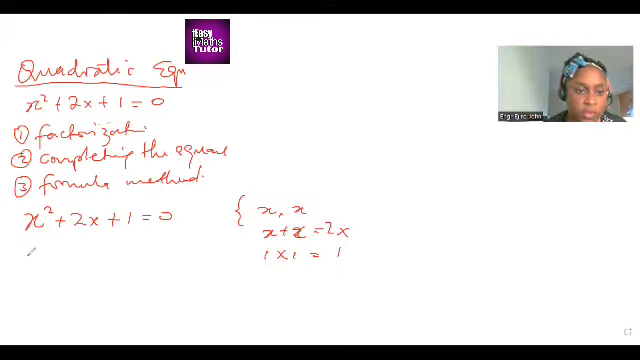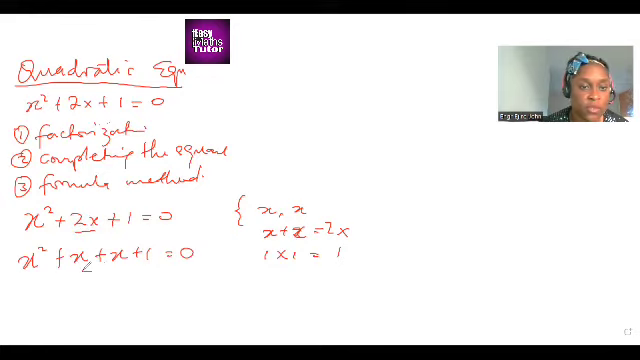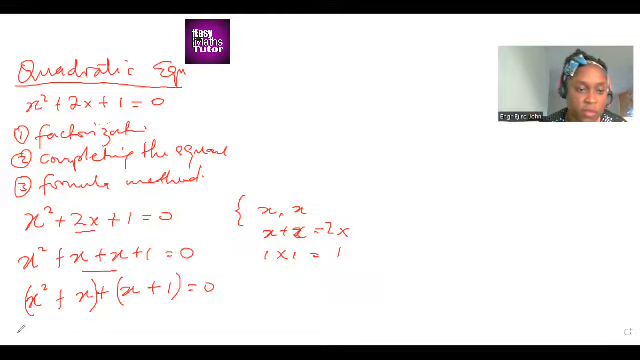So I'll quickly substitute them into x squared plus 2x plus 1 equal to 0. I didn't do anything different here, I just changed 2x to x plus x. We're going to put them in brackets. Remember, we're factorizing. So this is x squared plus x plus x plus 1.